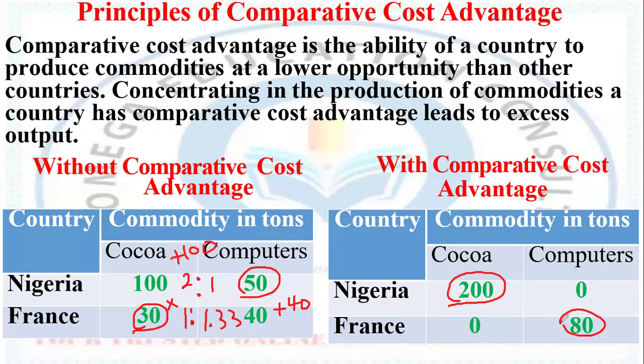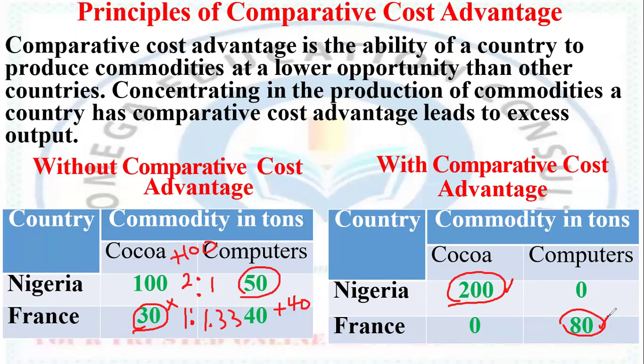So by employing the theory of comparative cost advantage, Nigeria will produce more cocoa than it needs. France will produce more computers than it needs. Then they'll begin to sell to each other, right? So these are the 2 principles that have made countries concentrate in the production of certain commodities.